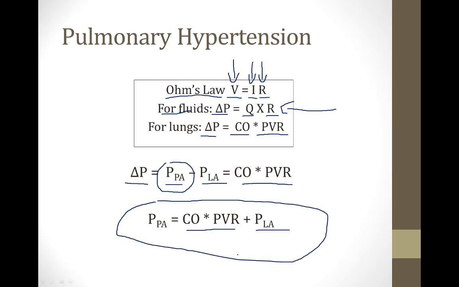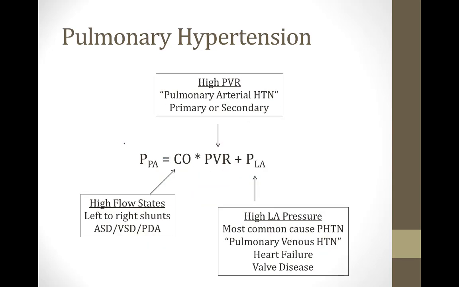You can get pulmonary hypertension, which means an elevated pressure in the pulmonary arteries, if you have a high pressure in the left atrium. You can also get high pressure in the pulmonary arteries, which is pulmonary hypertension, if you have a high cardiac output or a high PVR. On this slide, I've added some more details about the many causes of pulmonary hypertension. So pulmonary hypertension is high pressure in the pulmonary arteries, just like systemic hypertension is high pressure in the systemic arteries.